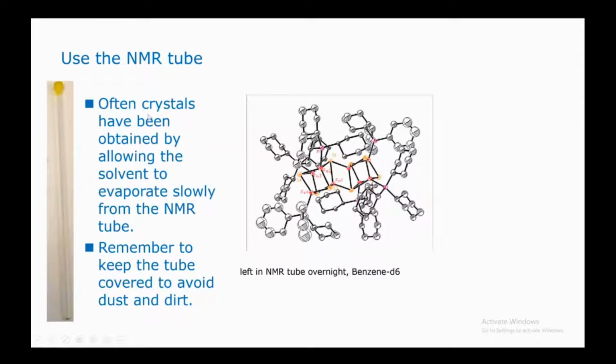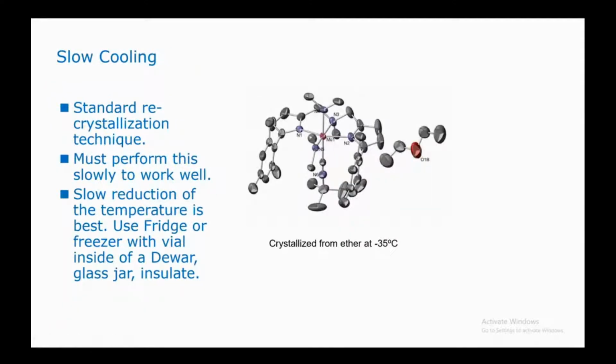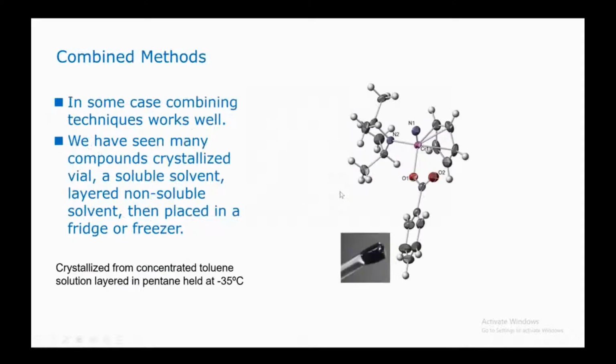Use the NMR tube. Often crystals have been obtained by allowing the solvent to evaporate slowly from the NMR tube. Remember to keep the tube covered to avoid dust and dirt. Slow cooling. It's a standard recrystallization technique. Must perform this slowly to work well. Slow reduction of the temperature is best. Use a fridge or freezer with the vial inside an insulated Dewar glass jar. This compound was crystallized from ether at -35 degrees centigrade.